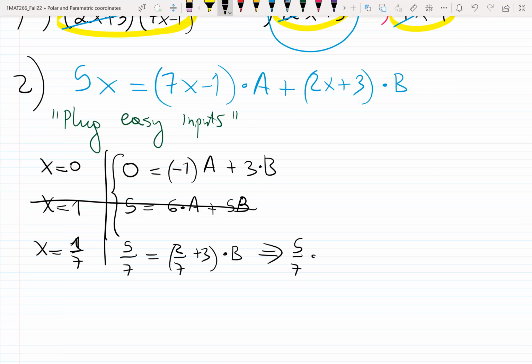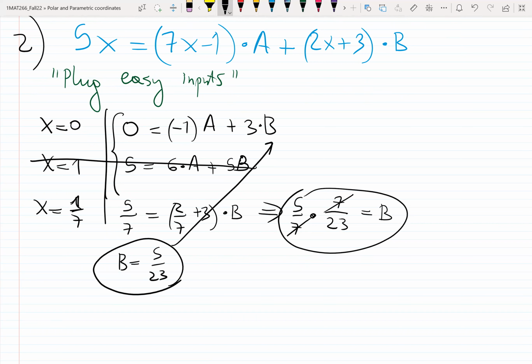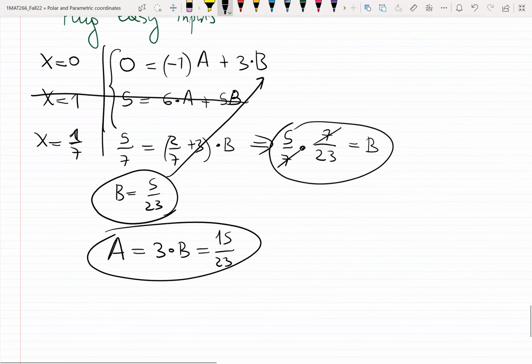B will be 5/7 divided by, 21 plus 2 is 23, so 23/7. I'm flipping the fraction. Gives you B. Yes, I think I'm correct. So B is 5/23. Plug this in any other equation, even the one with x equals 1, whatever. A becomes 3 times B from the first equation. So it's going to be 3 times 5, 15 over 23. Boom, you found it.